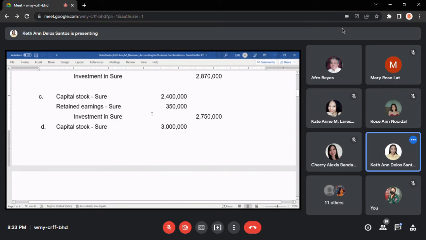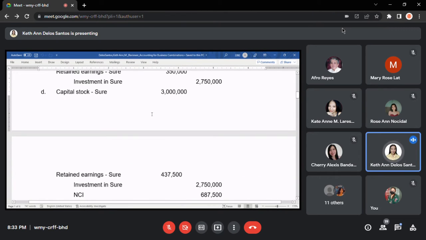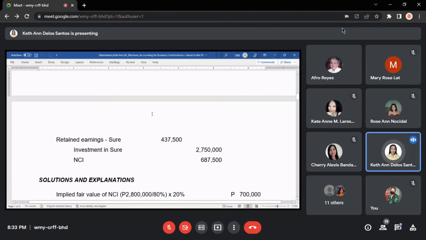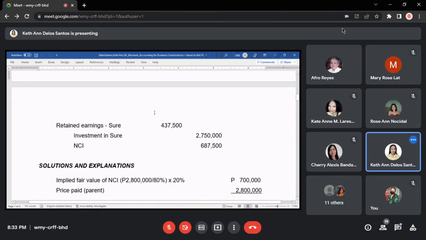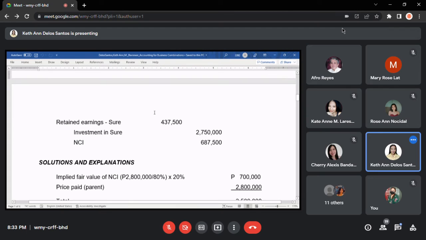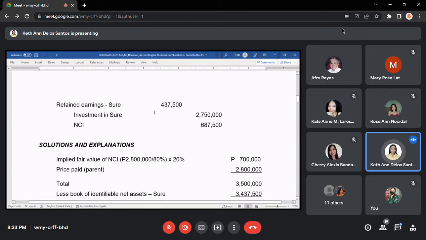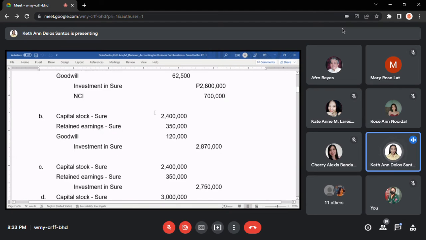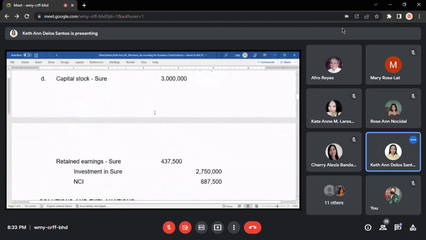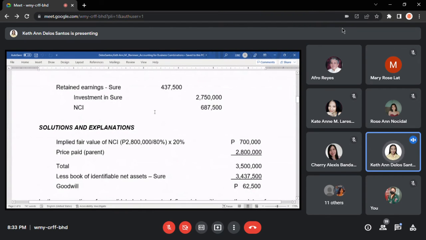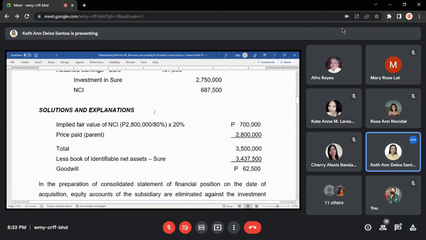2,750,000. Letter D, capital stock Sure, 3 million debit. Retained earnings of Sure, 137,500 debit. Investment in Sure, 2,750,000 pesos. Non-controlling interest of 687,500. The answer is A. Ito po yung solution and explanation para dun sa answer.